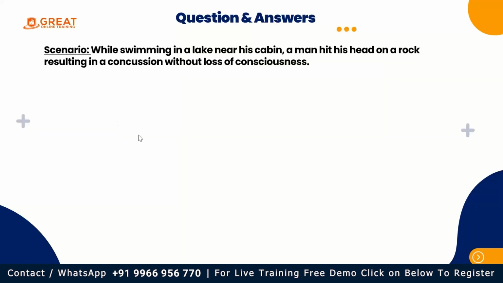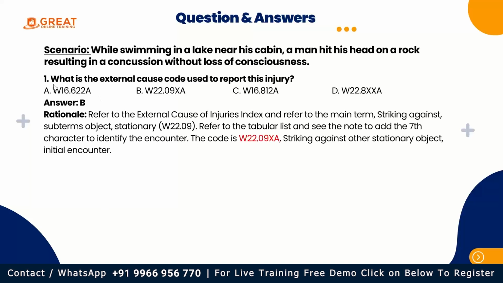So now I have given you one scenario. While swimming in a lake near his cabin, a man hit his head on a rock, resulting in a concussion without loss of consciousness. This is the scenario on which I will ask you. We will solve 4 questions. First question: what is the external cause code used to report this injury?